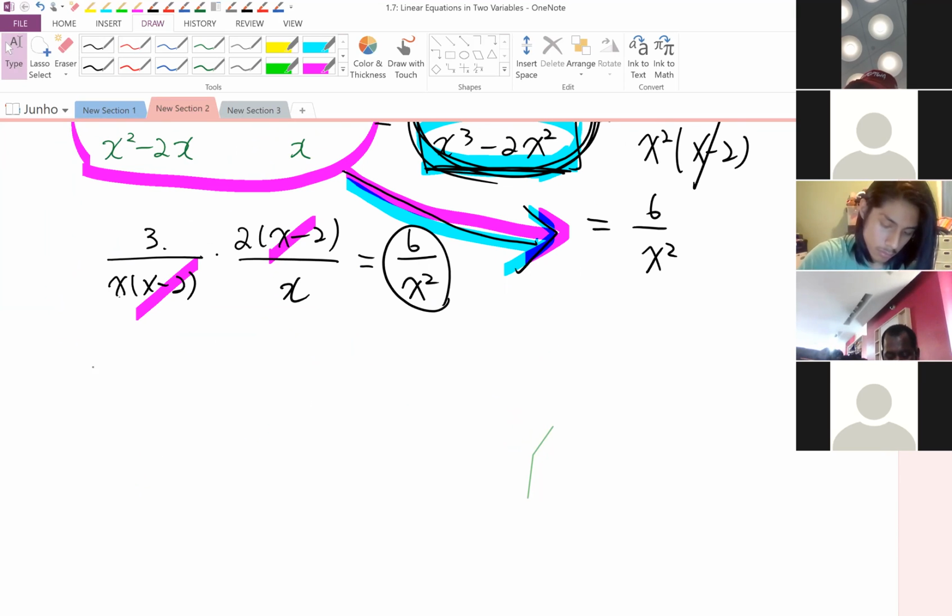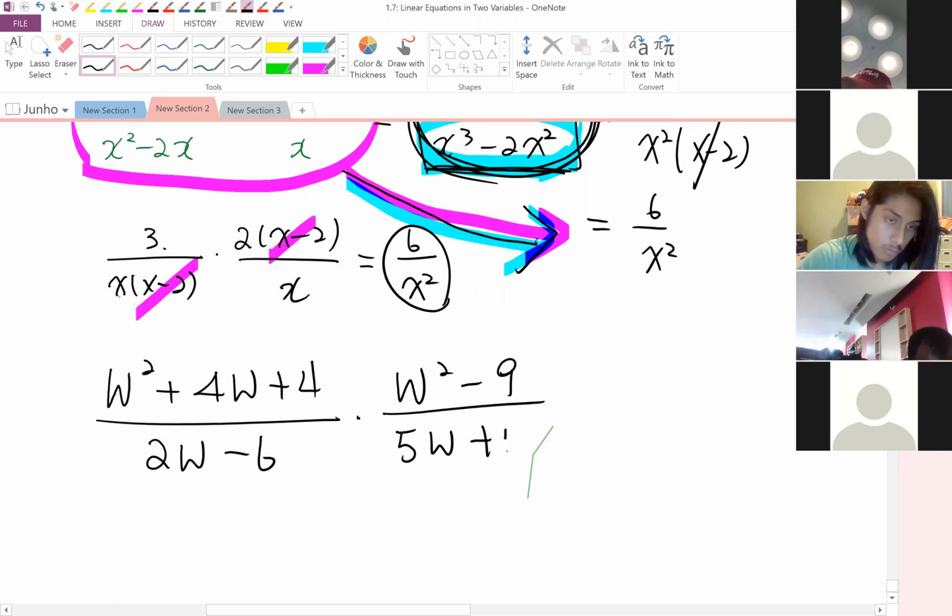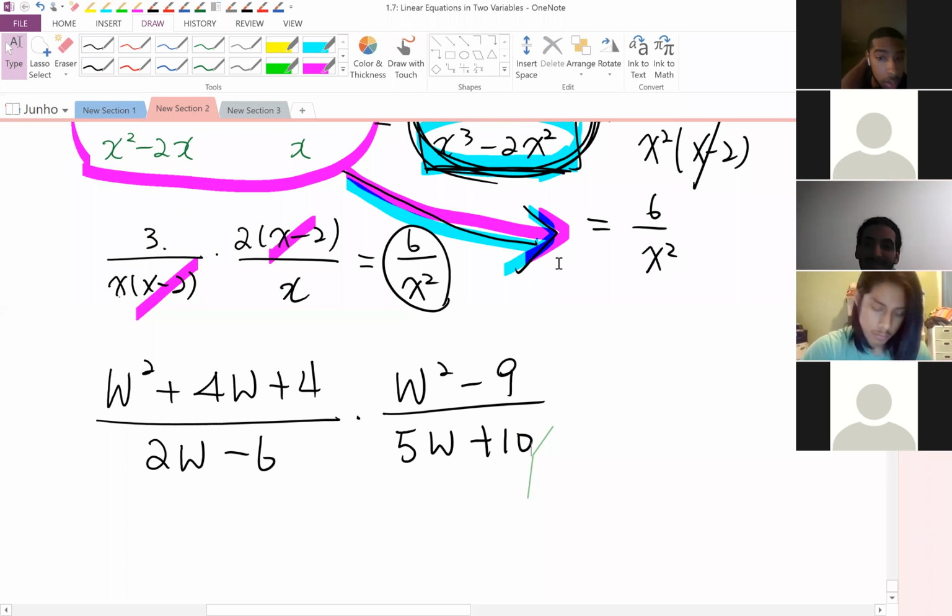So what about this case now? w squared plus 4w plus 4 over 2w minus 6, multiplied by w squared minus 9 over 5w plus 10. Wow, it's becoming much more complicated. I'll give you a couple of minutes, and then we start going over it together. So think about that, please.